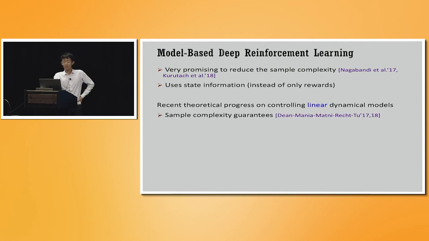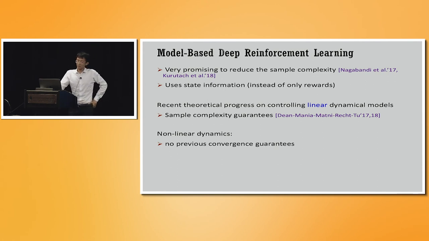And recently, there are a few works on theoretical progress on controlling linear dynamical models. So you have a linear dynamical model, which is called LQR, and you want to achieve the maximum reward on the linear dynamical models. And there are sample complexity guarantees on how we reason about linear dynamical models.